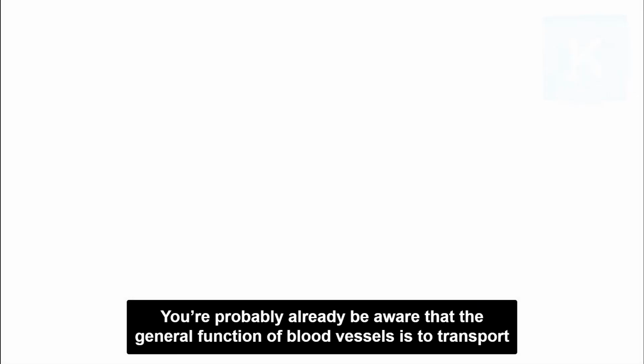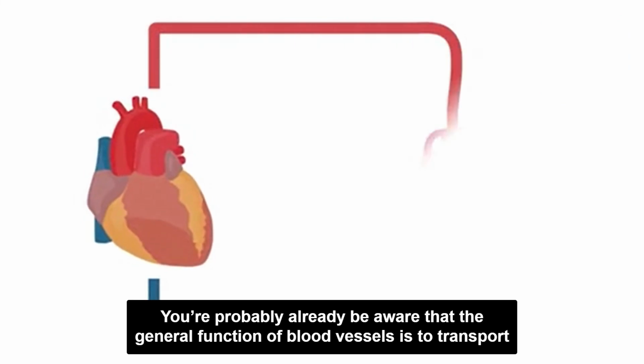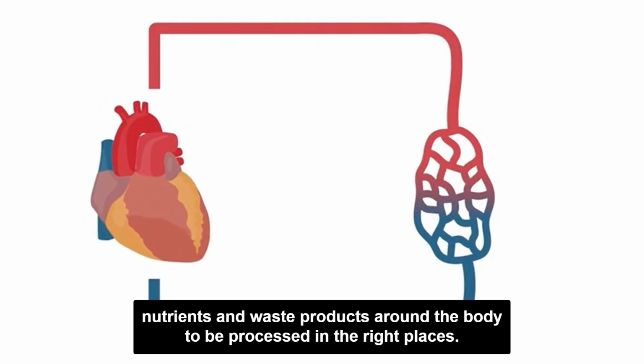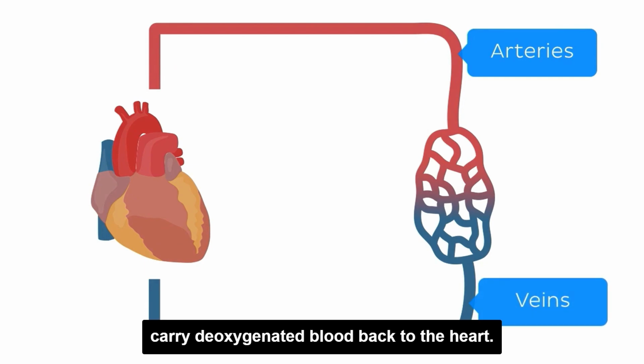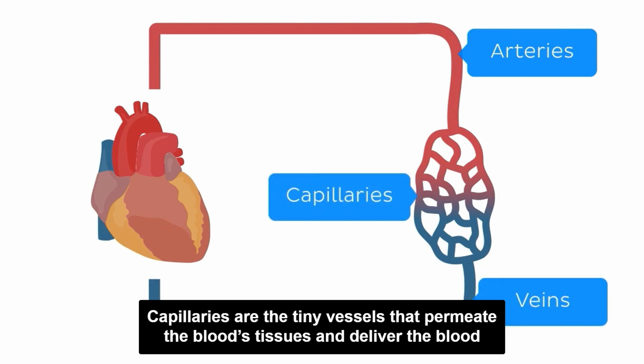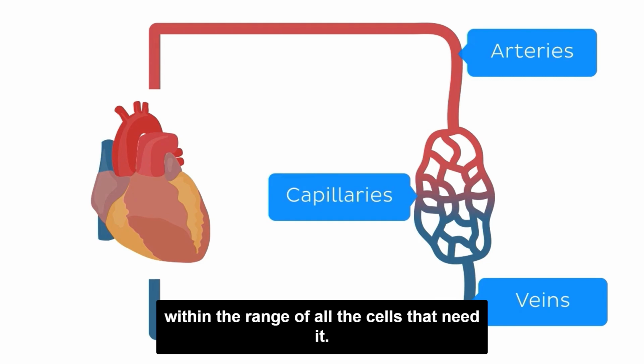You will probably already be aware that the general function of blood vessels is to transport nutrients and waste products around the body to be processed in the right places. Arteries carry oxygenated blood away from the heart and to the body's cells, and veins carry deoxygenated blood back to the heart. Capillaries are the tiny vessels that permeate the body's tissues and deliver the blood within the range of all the cells that need it.